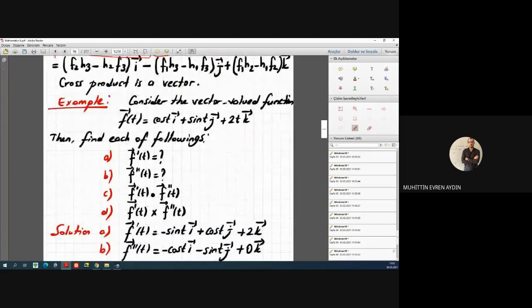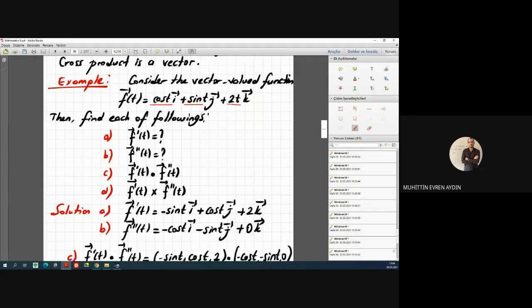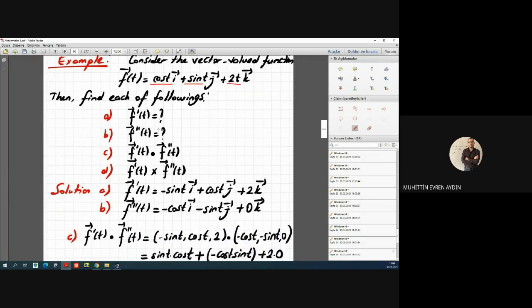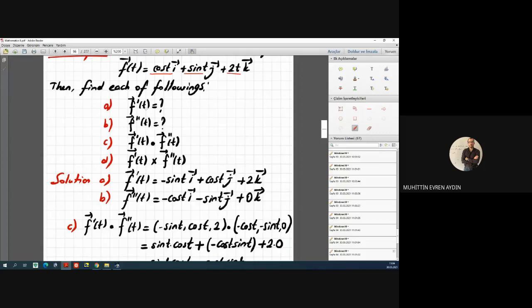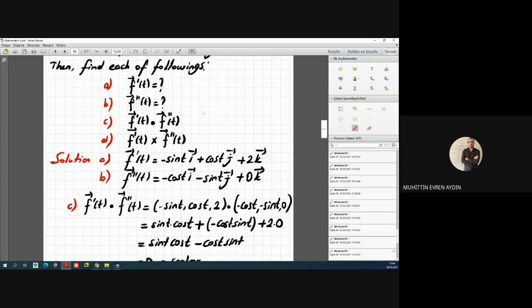An example. We have a vector valued function whose components are cosine t, sine of t, and 2 times t. And we are going to find the first and second derivatives, the dot product of the first and second derivatives, and the cross product of the first and second derivatives. Okay, the first derivative and the second derivative are easy. We just take derivatives of components.